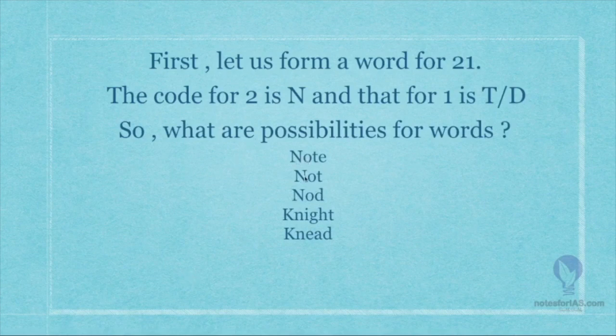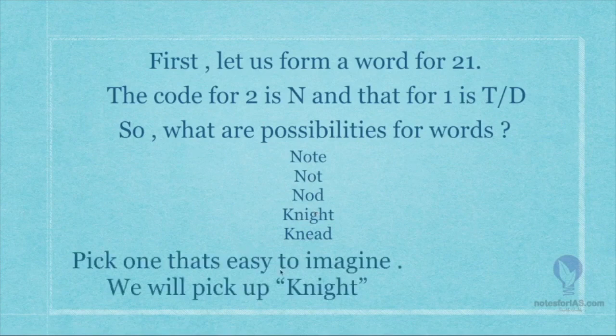So you can see note, not, nod, night, need. There can be many more. Please just take a moment to note that na and ta: na here represents 2 and ta here represents 1. Not, na again represents 2 and ta represents 1. Nod, na represents 2, ta represents 1. Night, same thing. Na represents 2 and ta represents 1 again. So you can see any one of these words will do. So I think we have formed a word for 21. Pick one that's easy to imagine.